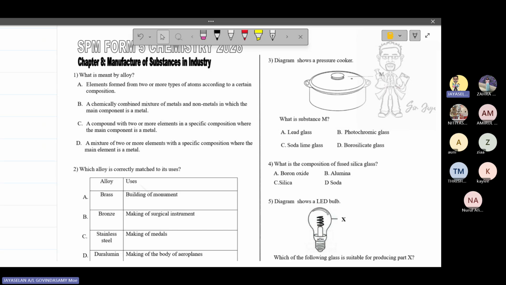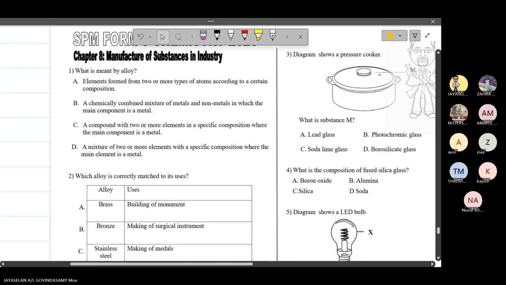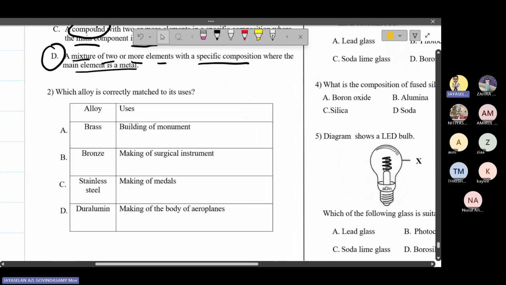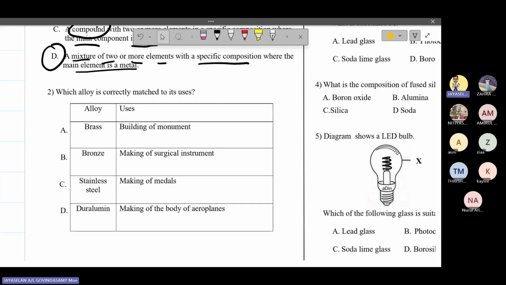Number one, what is meant by alloy? A mixture of two or more elements with specific composition where the main element is dominant. Compound cannot, it is a mixture of two or more elements with specific composition. Number two, which one matches the uses? Brass is used to make what? Anyone?